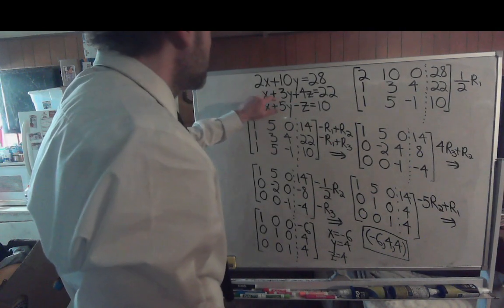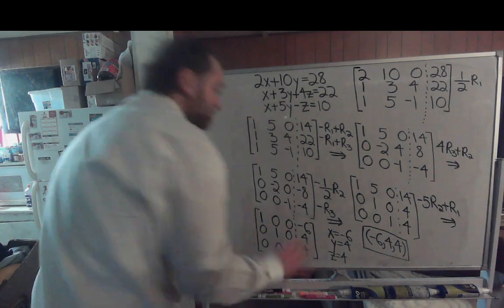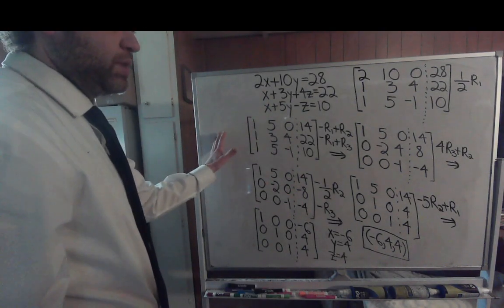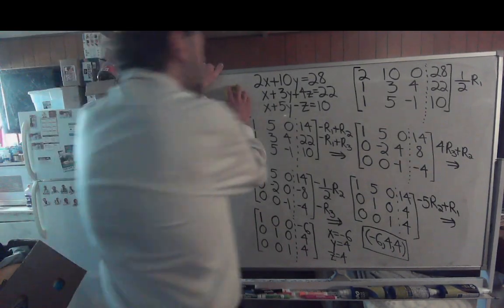Negative 6 plus 12 is 6, plus 16, 22. Yep. I like to sometimes check my work by putting in the values for each variable into one of the equations. If you get a true statement, you did it right. That's how you can check your work.